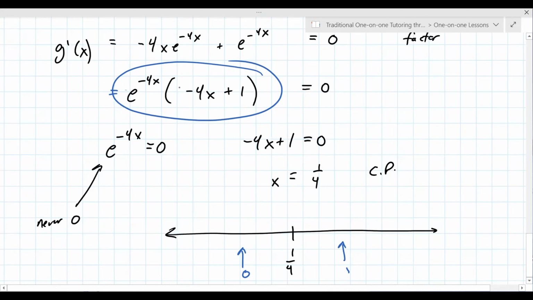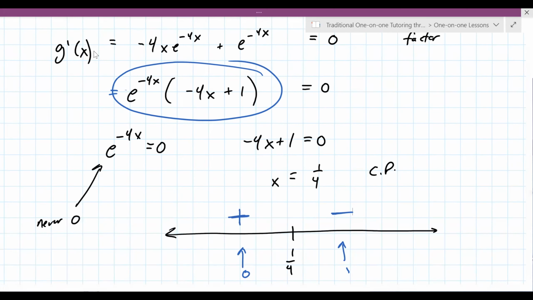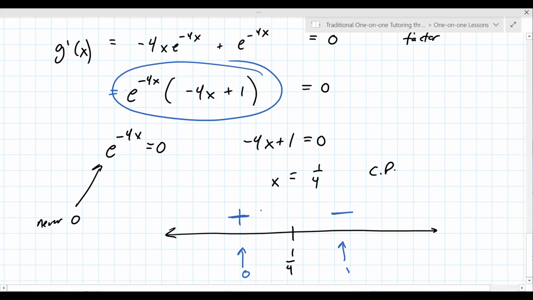-4 times 0 plus 1 is positive. So this right here is a positive because you have a positive times a positive. When you put 1 in, yeah, it's e to the -4, but it's positive because there's a positive in front. -4 times 1 is -4 plus 1 is negative something. Positive times a negative is a negative. So when you go from increasing, which is what you're doing here, and then you're decreasing, this is a max.